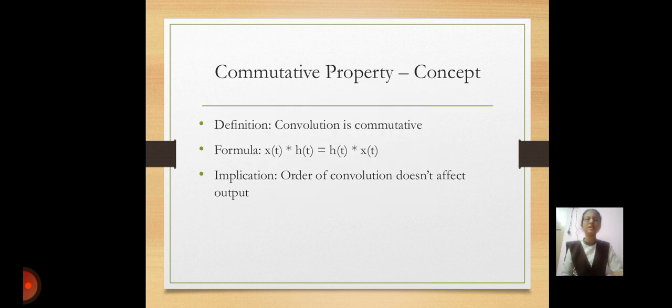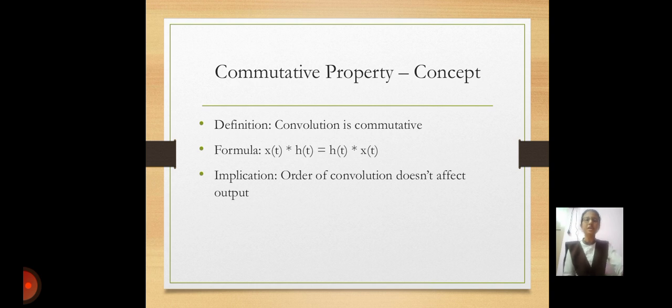The first property is the commutative property. In an LTI system, convolution is commutative. That means the order of the input and the system impulse response does not matter. Whether we convolve the input signal with the system or the system with the input, the output remains the same. This is expressed mathematically as h of t convolution x of t equals x of t convolution h of t. Due to this property, it gives flexibility in how we model and implement the system. By this, we know that the order of the convolution does not affect the output.